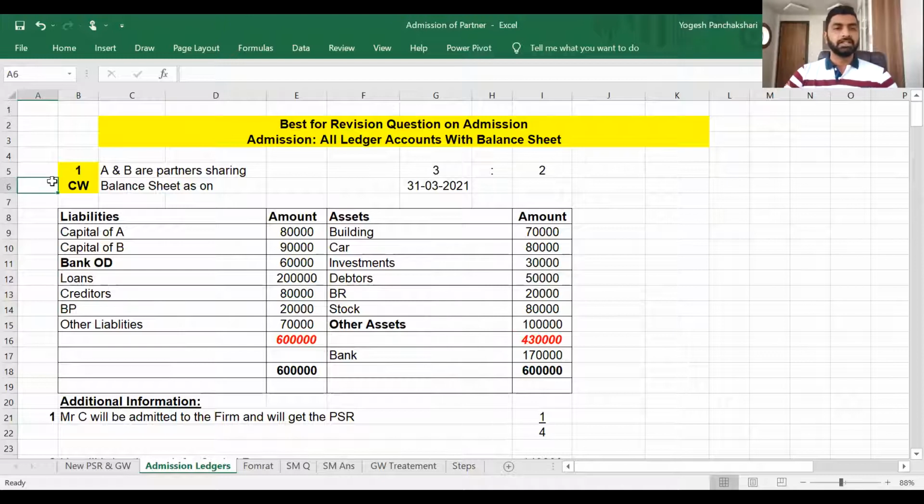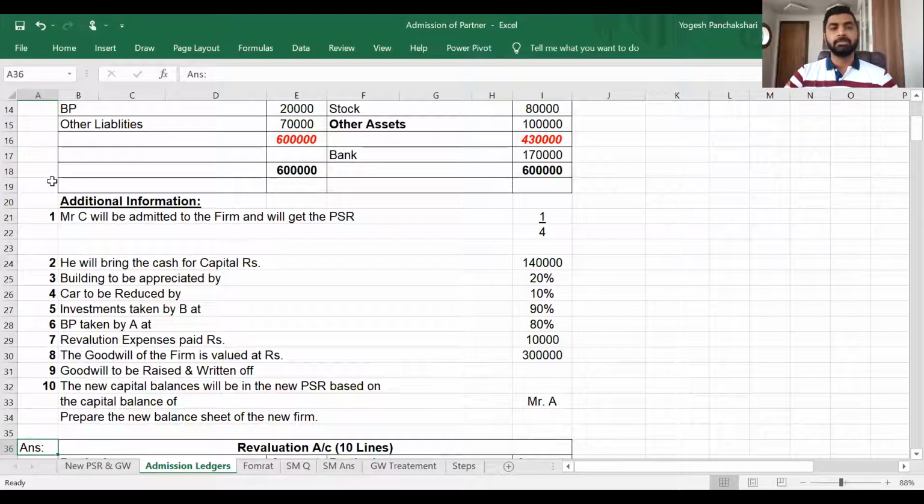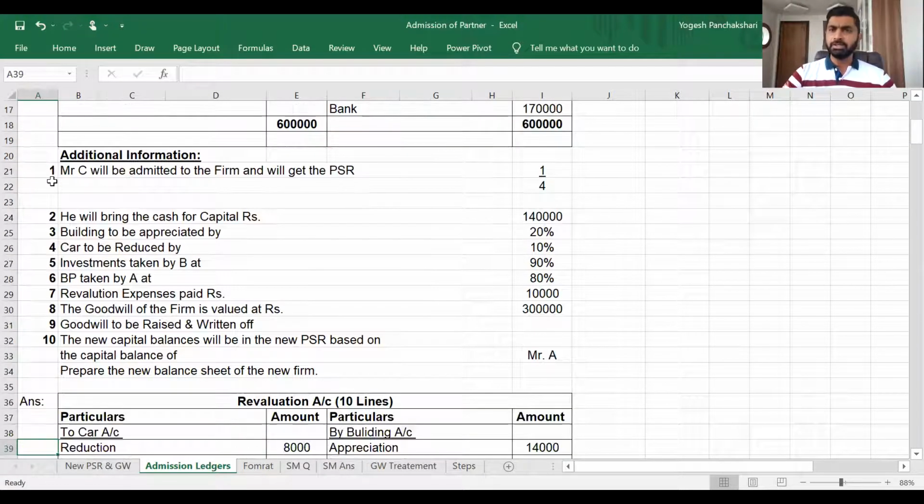A and B are partners sharing 3:2. Balance sheet is given, capitals, then bank overdraft, loans, creditors, bills payable, other liabilities, building, car, investment, debtors, BR, stock, other assets and bank. And C is admitted, who will get 1/4 share and he will bring some cash. Some assets are revalued, some assets and liabilities taken over by partner. Goodwill value is given. Goodwill is to be raised and written off, and new capital to be in the new ratio based on Mr. A. So it's a unique question. It's the best question to go for revision.